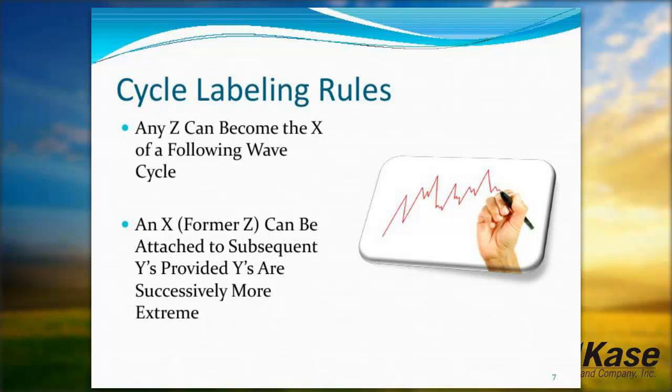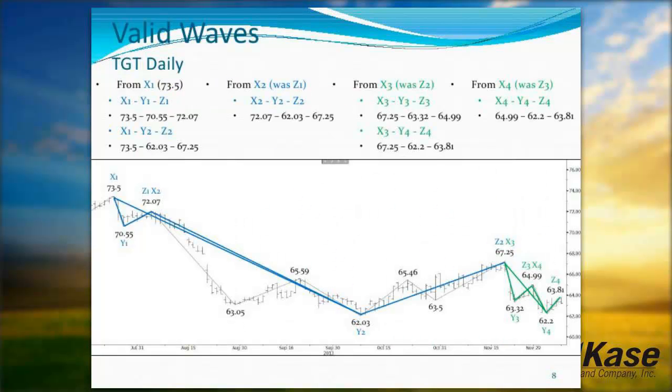Also, an X or a former Z can be attached to any subsequent Ys provided the Ys are successively more extreme. Now these two rules don't make a lot of sense without illustration, so let's look at the illustrations. So what I have here is a very simple chart. This is a Target daily chart where we're labeling the X, Y, and Z points of a wave.